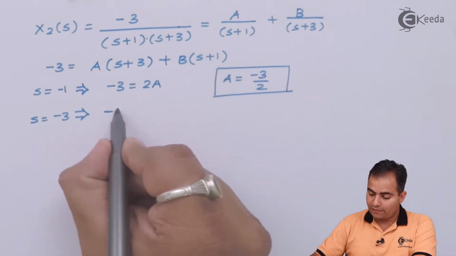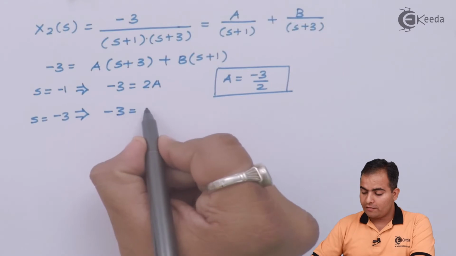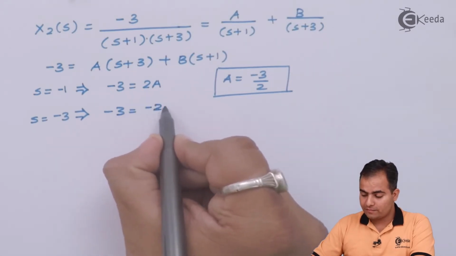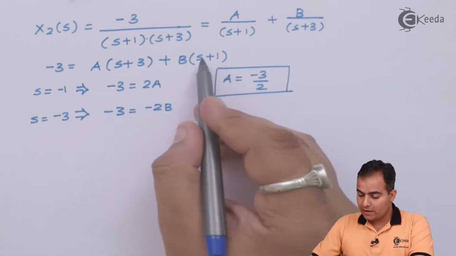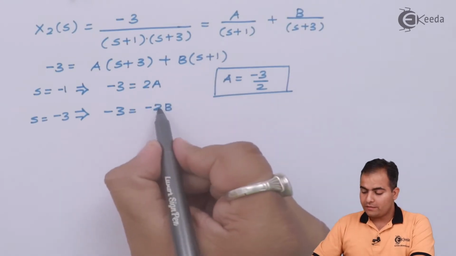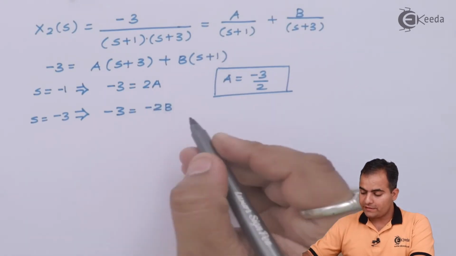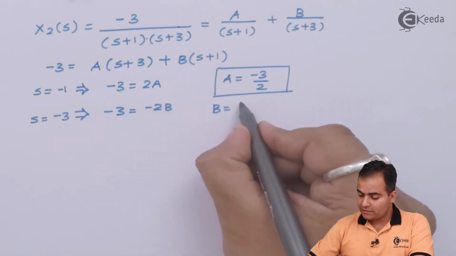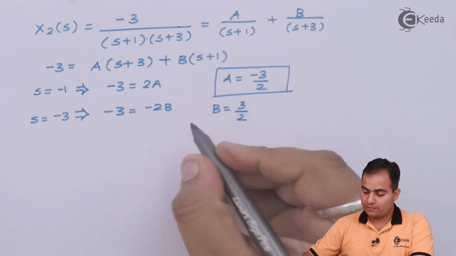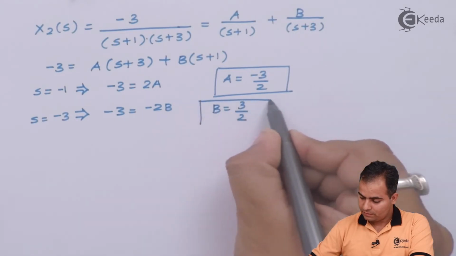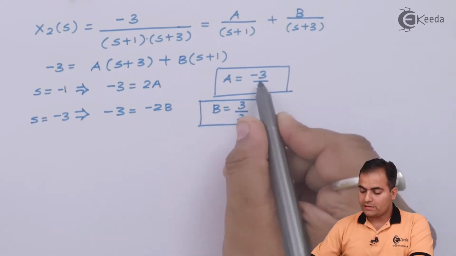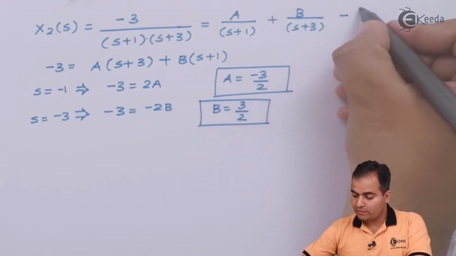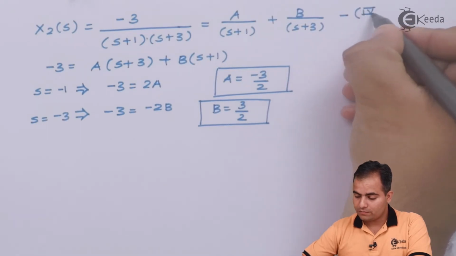So on the left hand side we have minus 3, and on the right hand side we have minus 2b. Minus 3 plus 1 is minus 2. Now I'll shift this minus 2 to the left hand side. So what you will get? The minus sign will get cancelled. We will get only 3 by 2. Now I'll substitute both these values in my equation number, let's say 4.